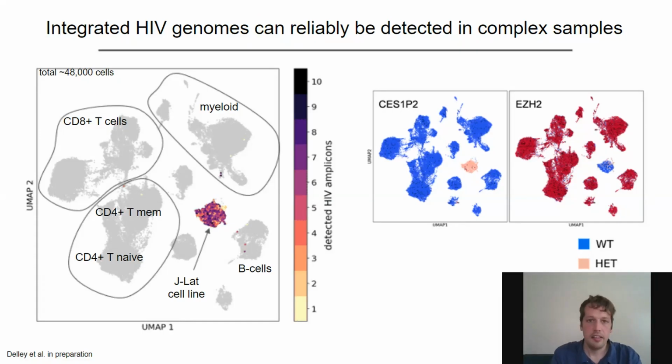And again, since these J-lot cells are derived from different patients than the blood cells, they should feature a different genetic fingerprint, which we can again detect with the human panel that is also present in these measurements. And that's what you see on the right. Indeed, the cluster that is high in HIV amplicons is also different at these genetic markers. Again, reinforcing the notion that this is the J-lot cell line and the method works.